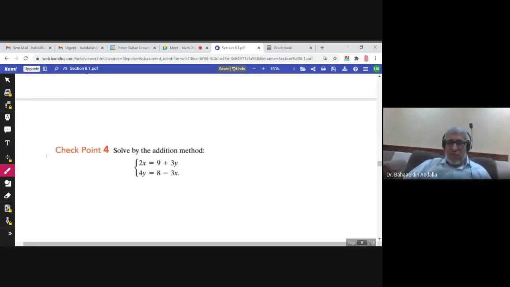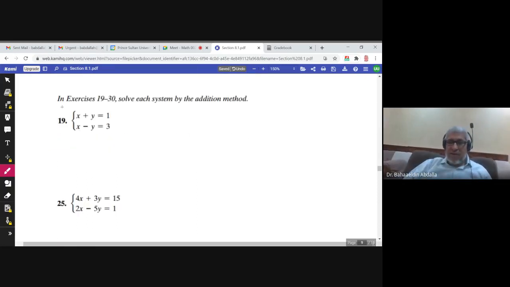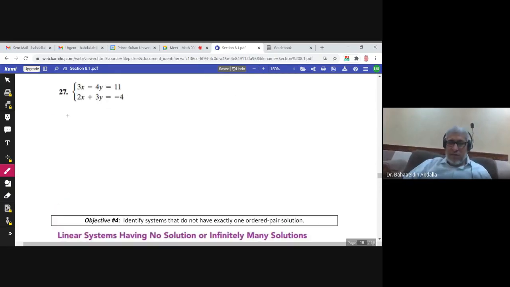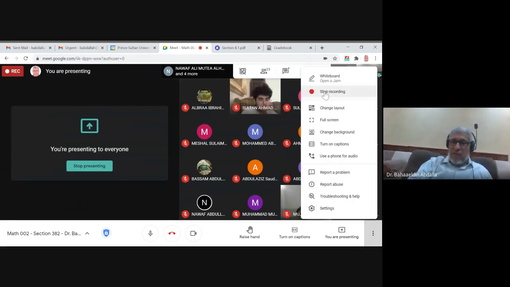Please do the same to solve this exercise, and also practice the addition method by solving these three exercises. I stop here, and tomorrow, inshallah, we will continue this section.